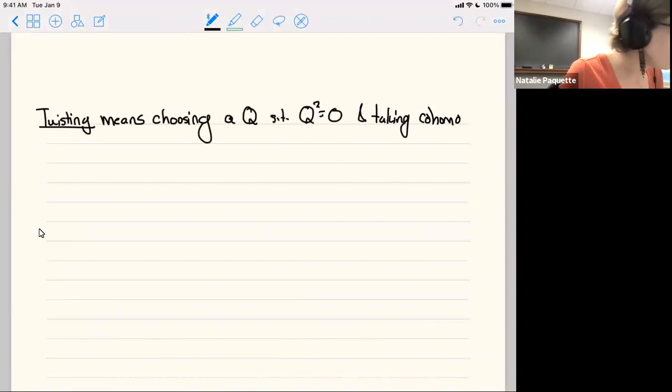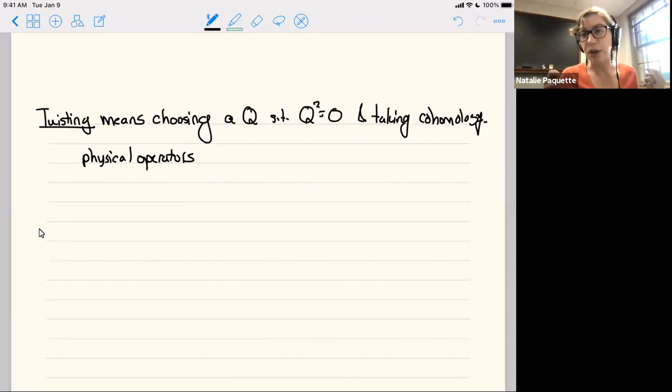Nothing more than that. So physical states in a twisted theory are Q closed. And actually, I'm going to focus on operators for all of today's lecture. Of course, there are correspondences between states and operators, particularly in superconformal field theories, which we're going to be especially interested in. But let's be operatorial today.